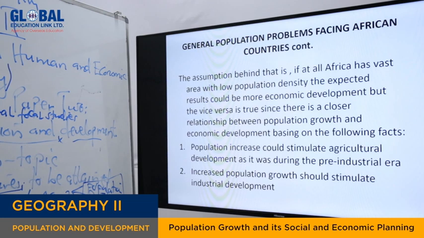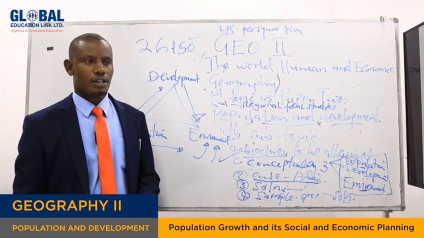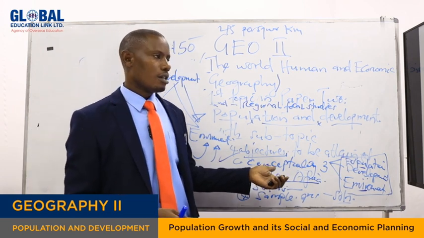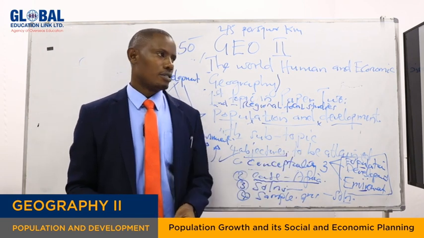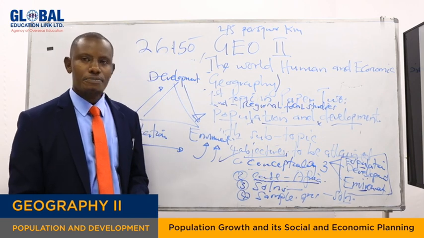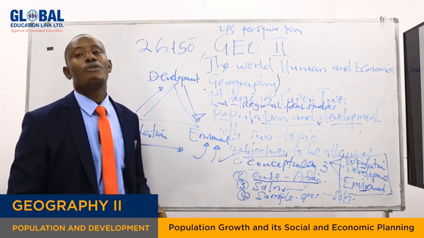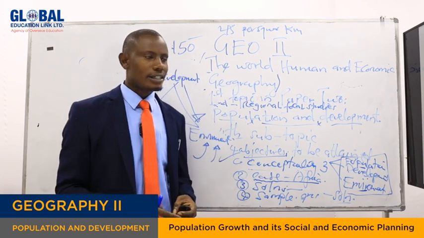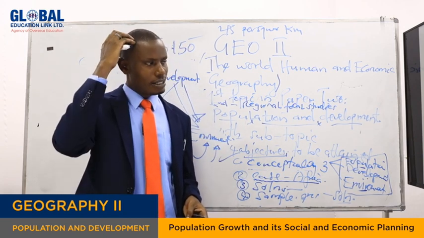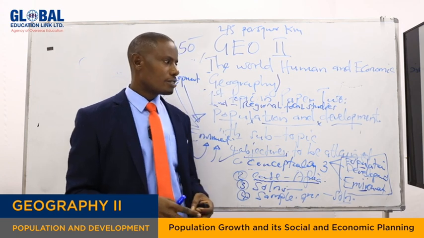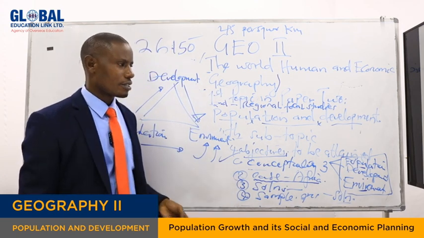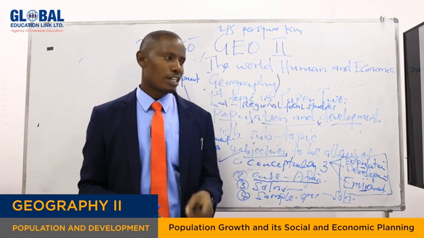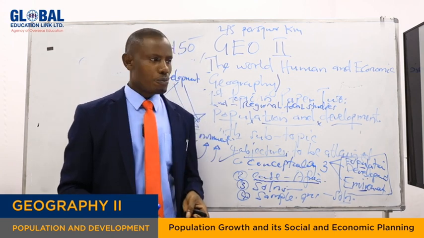Because we have an assumption that if we look at Africa as a vast area with low population density, as we have said, about 45 people per square kilometer, we could have expected that maybe due to that low population density, we could have developed, but the vice versa is true. We are still suffering a lot. And this is cited from the concern that the human population is very important for the following factors, because we assume that human populations will increase or stimulate agricultural activities, which at the end of the day will push up development.